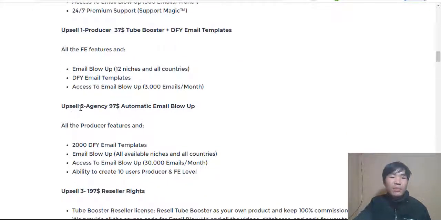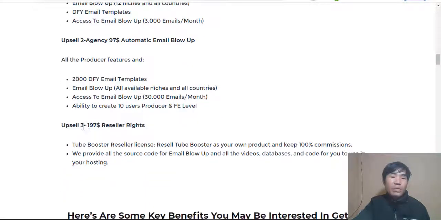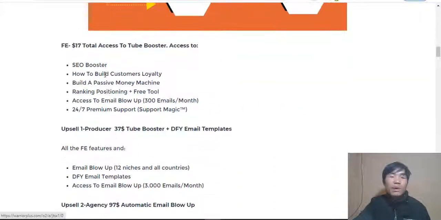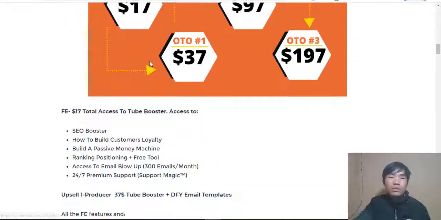And this is upsell number 2, this is agency, and the price is $97. This is automatic email blower, and this is everything. And option number 3 here, this is $197, and this is the resale rights. You can resell the booster, everything you have. Right, so this is everything about the booster.